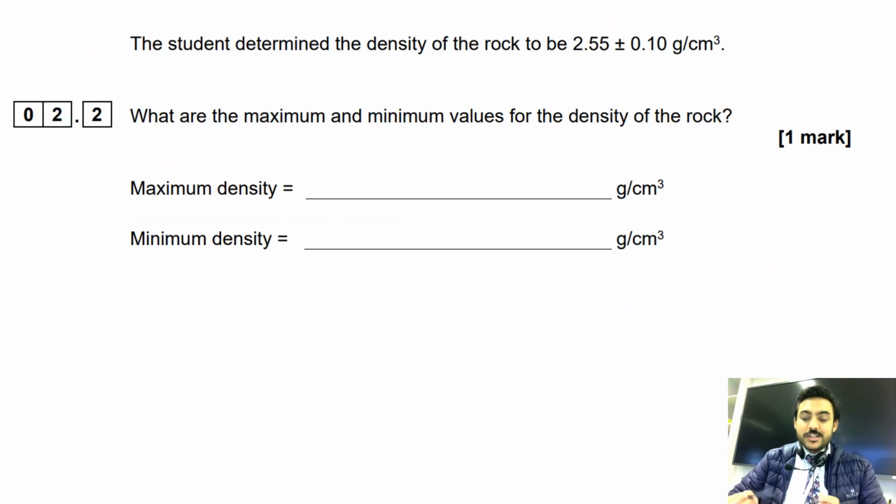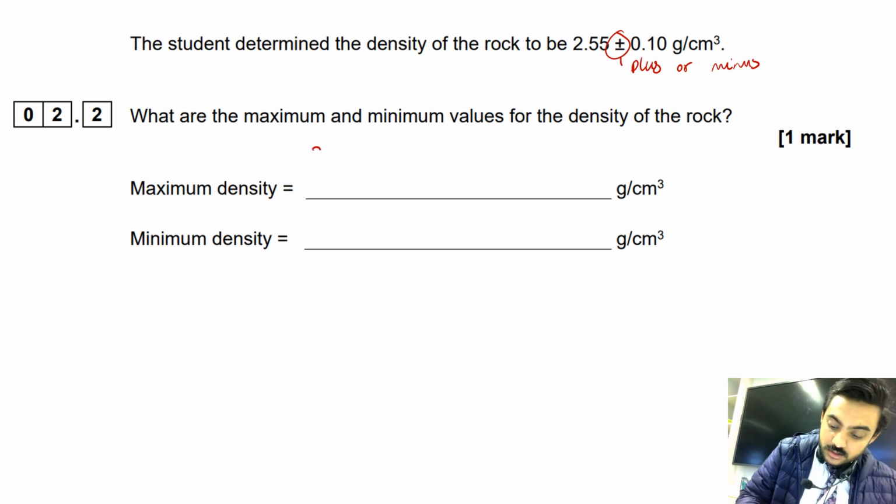This next question says the student determined the density of the rock to be 2.55 plus or minus 0.1 grams per centimeter cubed. This symbol, if you haven't come across it before, literally means plus or minus. It's telling you there is a bit of an uncertainty on the student's result. It could be 2.55 plus 0.1, or it could be 2.55 minus 0.1, or anything in the middle, including 2.55. So there is this range of values that it could be, and you've got to work out what is the top of the range, what is the bottom of the range.